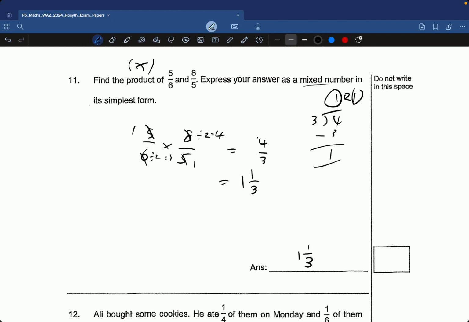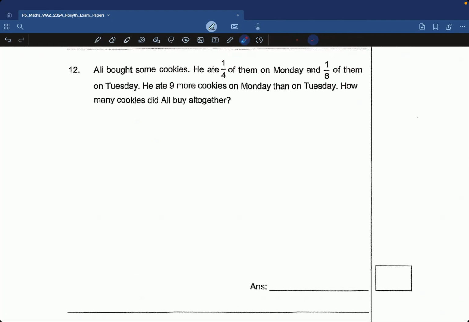All right, let's move on to question 12. Ali bought some cookies. He ate 1/4 of them on Monday and 1/6 of them on Tuesday. He ate 9 more cookies on Monday than on Tuesday. How many cookies did Ali buy altogether?